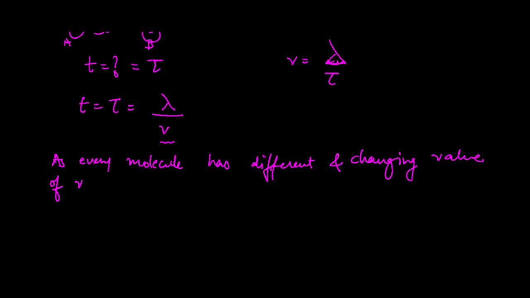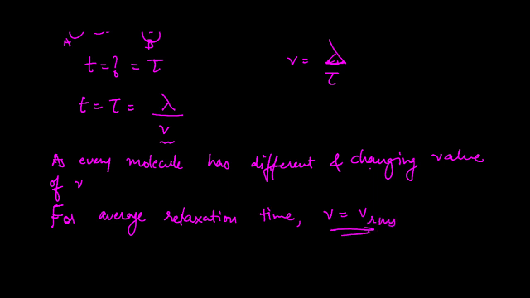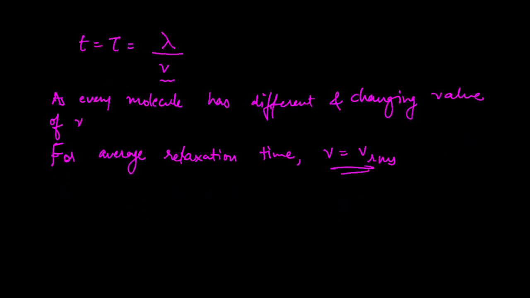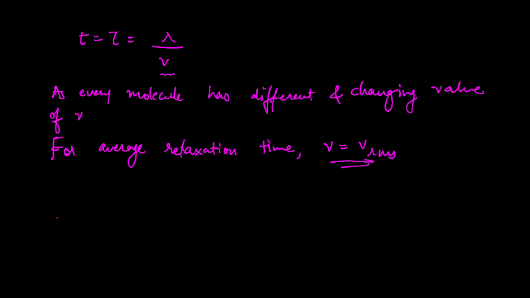So we should take VRMS. So for average relaxation time, we should put v equal to VRMS. Did you understand this? We should put v equal to VRMS, because RMS is an average type of speed. So that's it, the derivation of this is done.